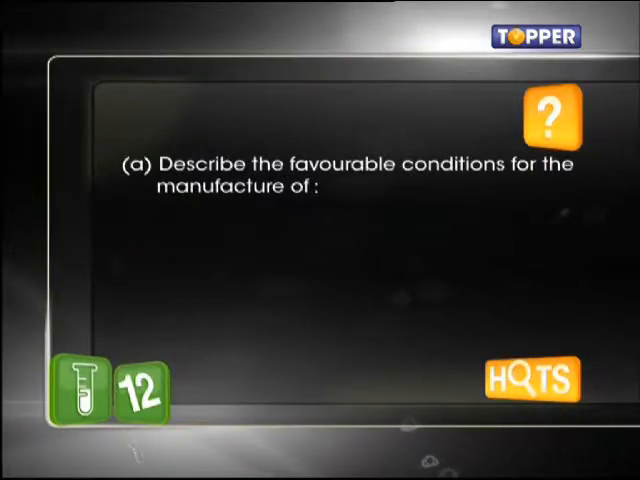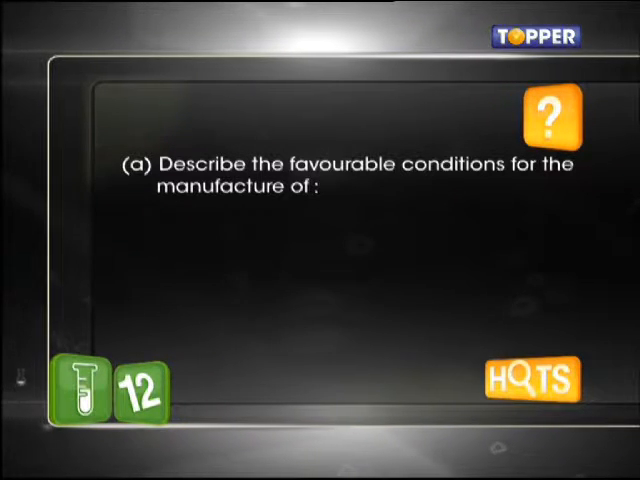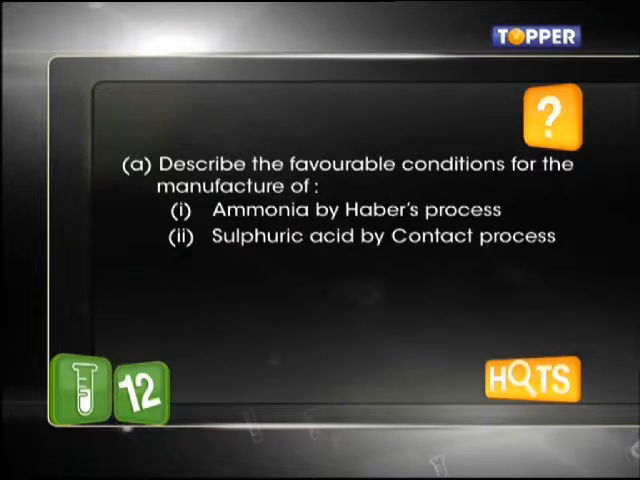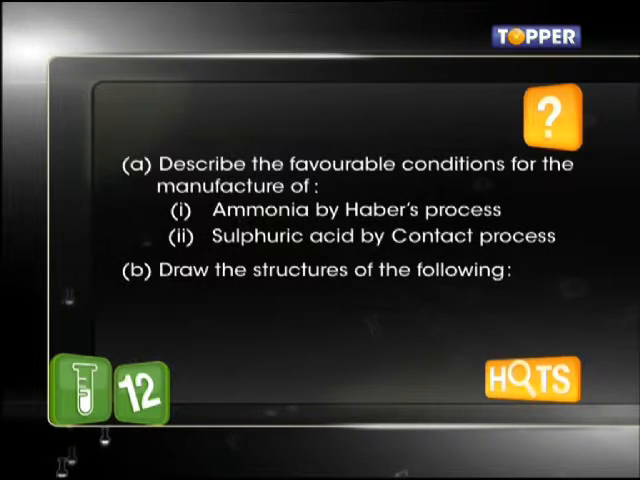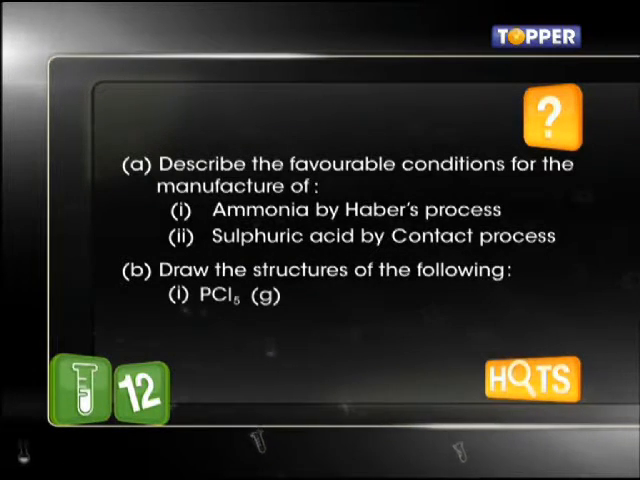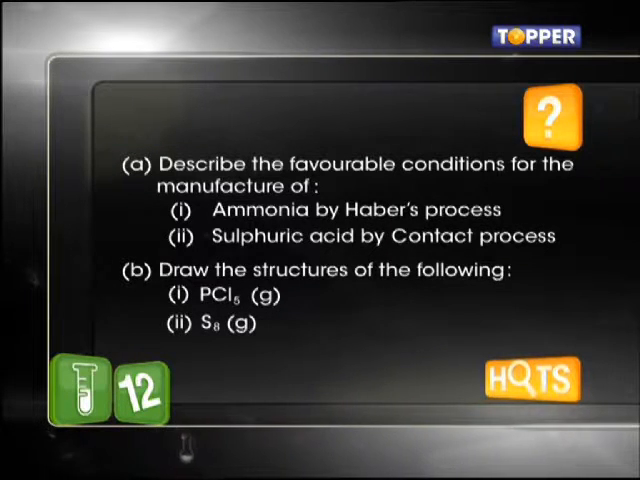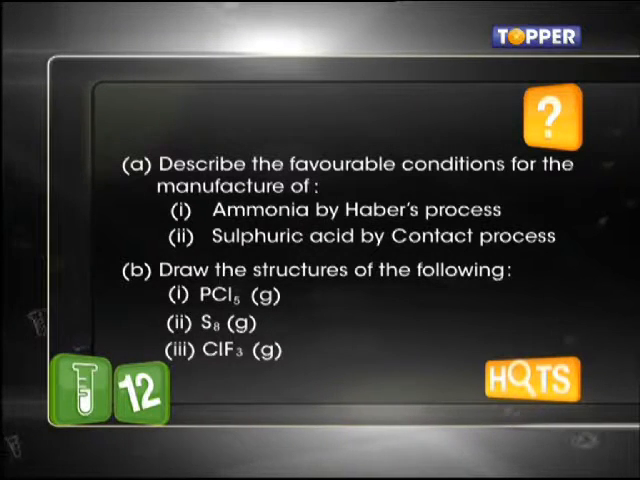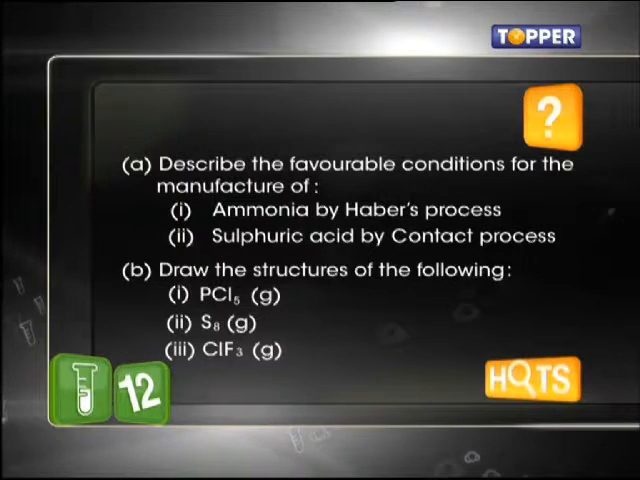Here you are asked to A. Describe the favorable conditions for the manufacture of 1. Ammonia by Haber's process and 2. Sulfuric acid by contact process. B. You also have to draw the structures of 1. PCl5 gaseous, 2. S8 gaseous, 3. ClF3 gaseous molecule. This question involves a thorough knowledge of Haber's and contact process.